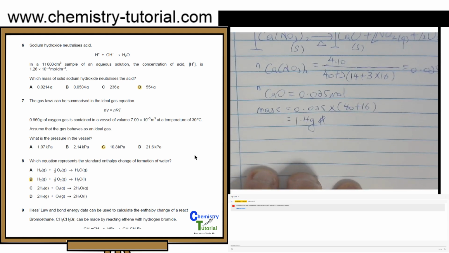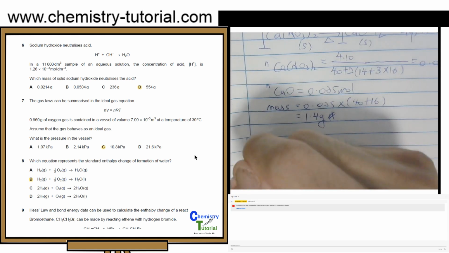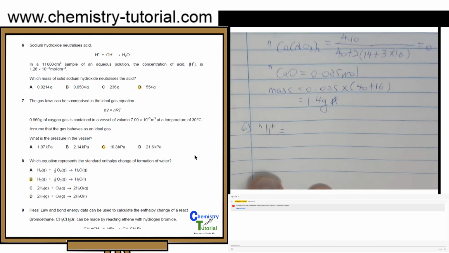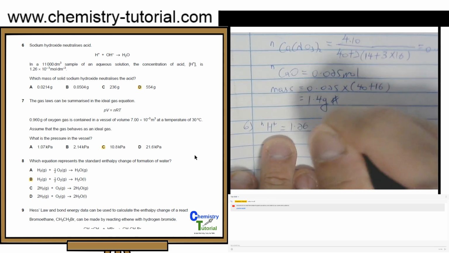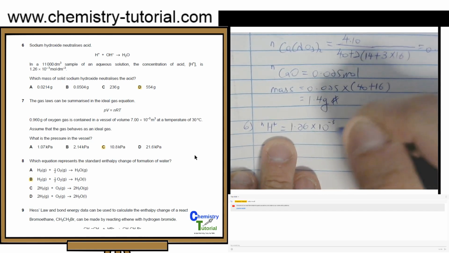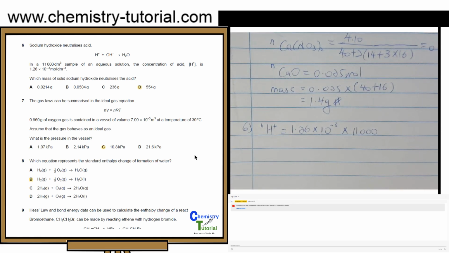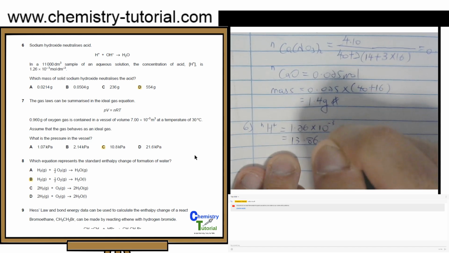Now, first, we need to determine the number of moles of H plus ions by using a formula, concentration times volume. And the concentration given to us is 1.26 multiplied by 10 to the power of minus 3, multiplied by the volume, which is 11,000 dm³. So the dm³ units will cancel off each other. So let's key in the values. And the number of moles of H plus ion is 13.86 moles.